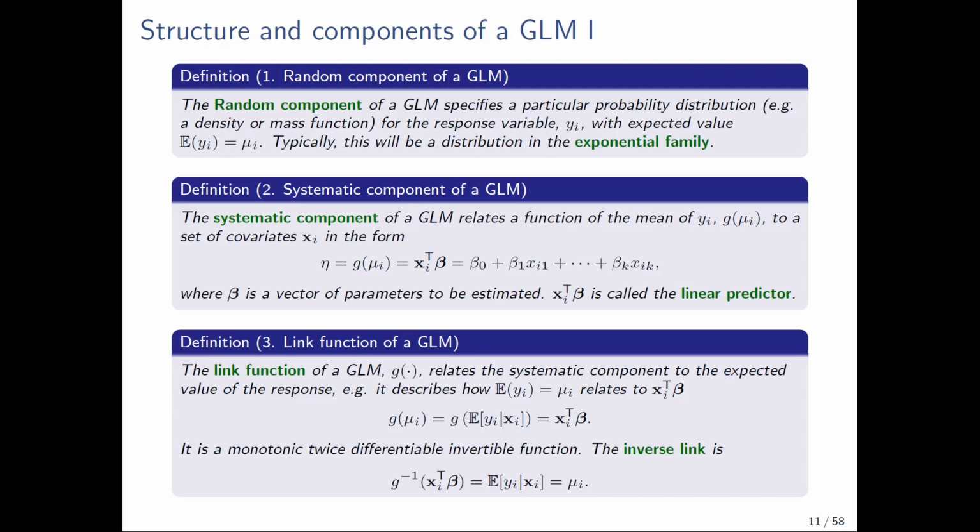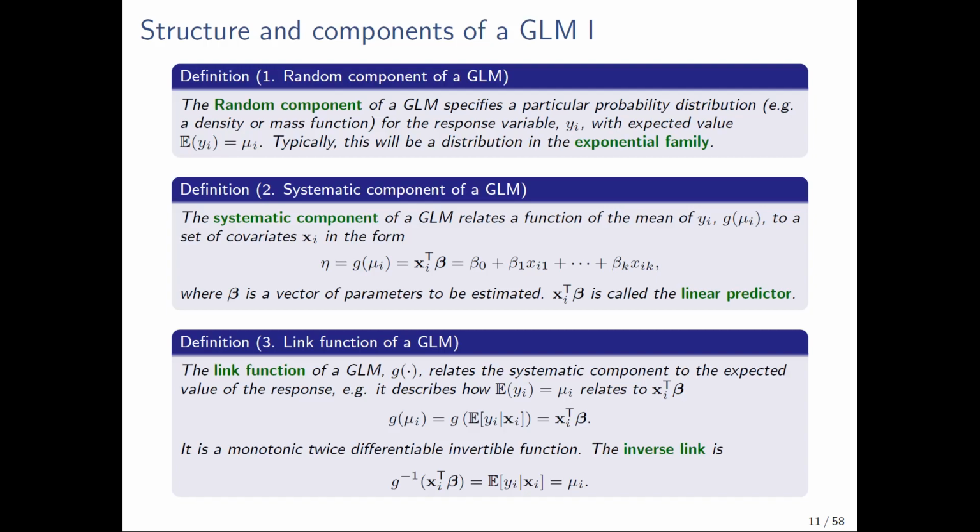So, the random component of a GLM specifies a particular probability distribution, e.g. a density or mass function, for the response variable yi with expected value μi. As I said, typically this is a distribution in the exponential family. We'll talk about that in a minute. So notice that unlike the linear model, when we talk about the random part, we're not talking about an error term. We're defining the random part directly in terms of the distribution of the response variable. So that's the first component of a GLM, the random component.